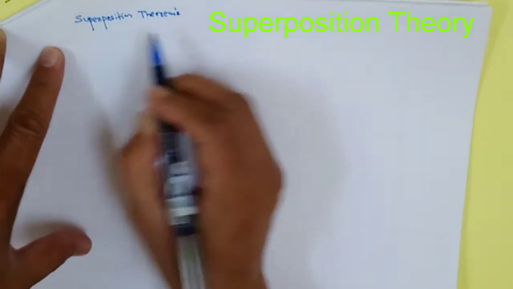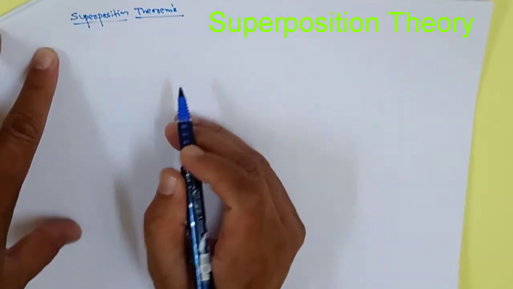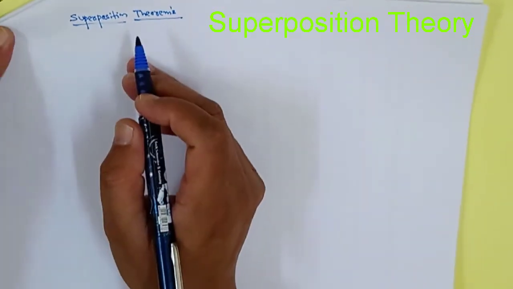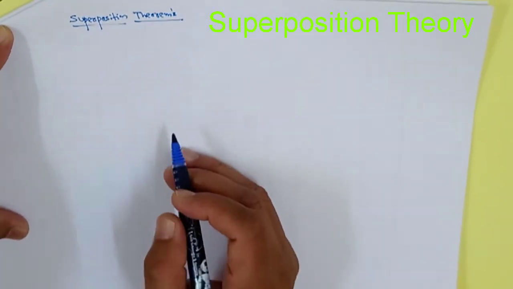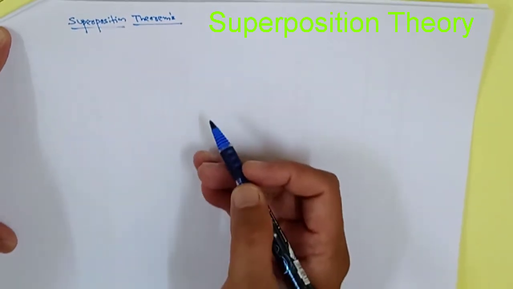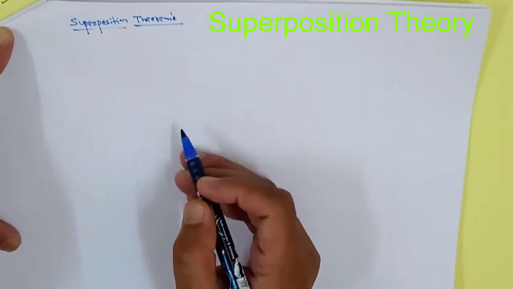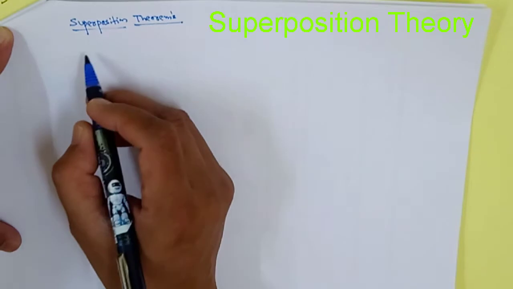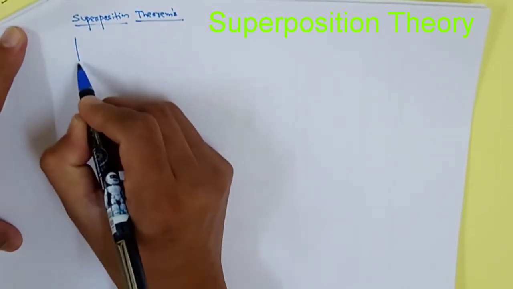Theorems. In the superposition theorem, I'm going to start with an example so that it will be very easy for everyone to understand. Now just to check here, we're just going to make a circuit.